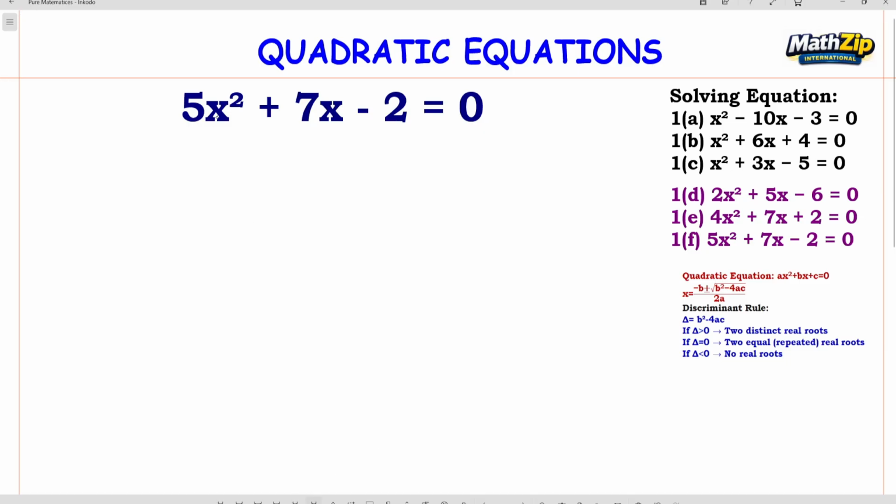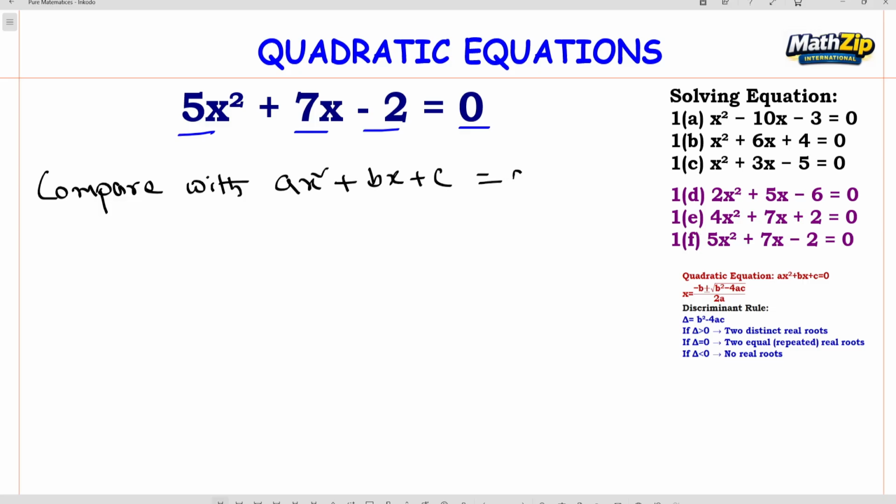We are going to solve this equation, which is 5x² + 7x − 2 = 0. We are trying to solve this equation by the quadratic equation general formula. First, compare with ax² + bx + c = 0, where a, the coefficient of x², equals 5, b equals 7 and c equals minus 2.